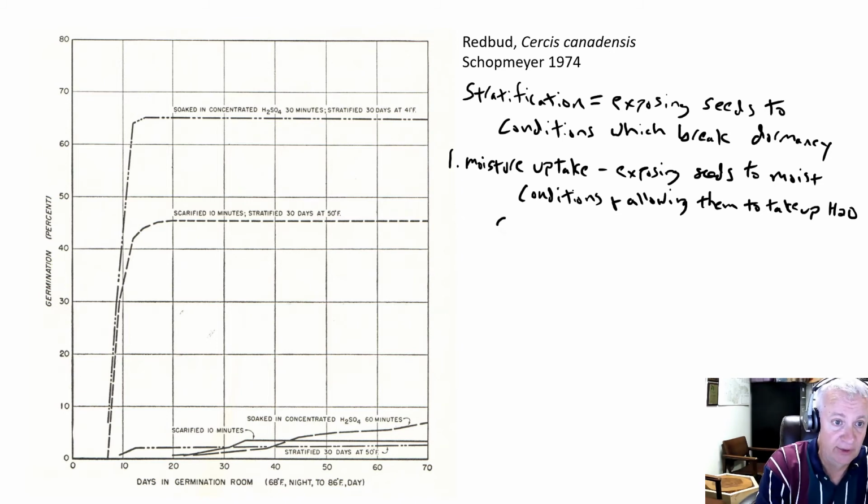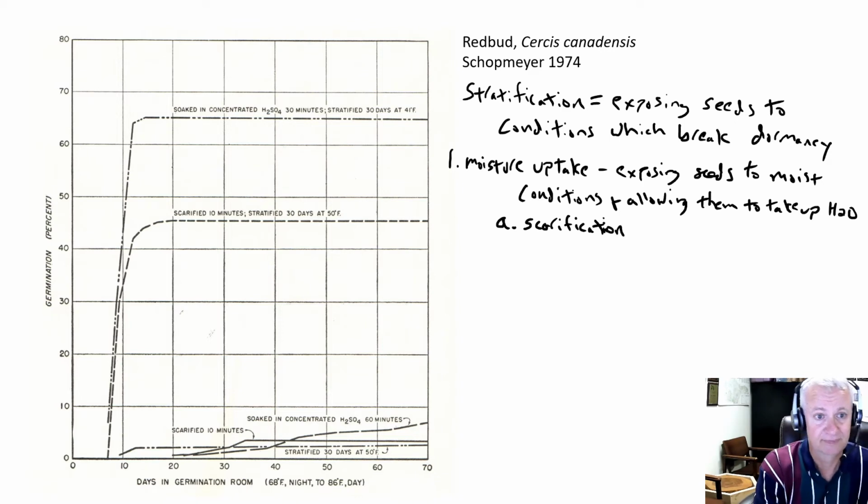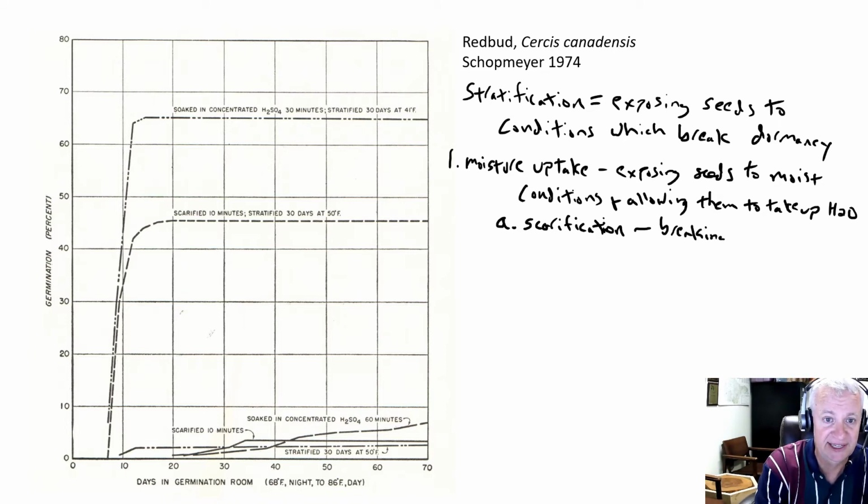Sometimes, in order for this to happen, scarification, which sounds similar but is different, has to happen. Scarification just means breaking or weakening the seed coat to allow moisture uptake.